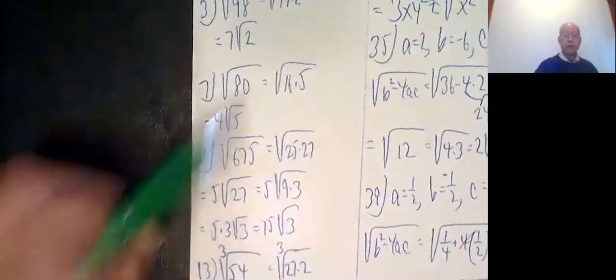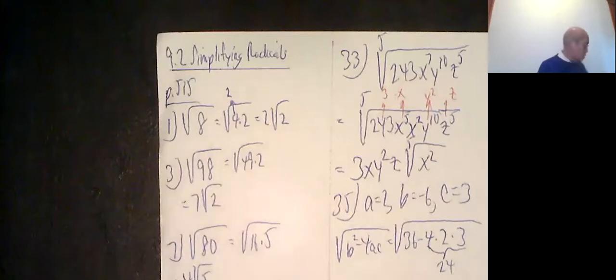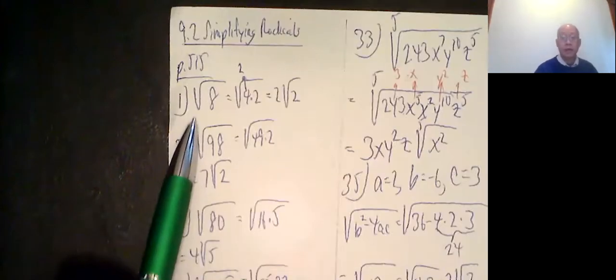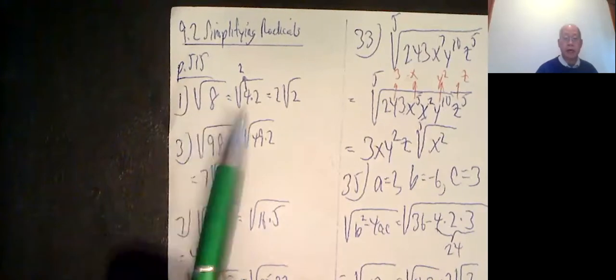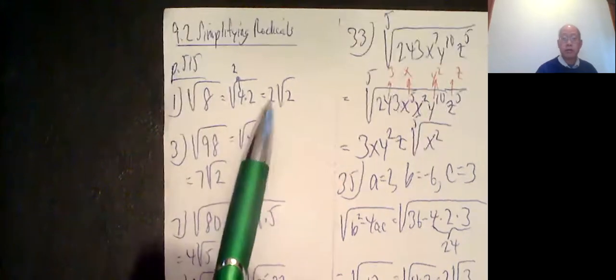All right, so we're simplifying radicals. We've actually done some of this before. Okay, so let's see what's happened here. So square root of 8, what you want to do is write it as a perfect square times something else. So 8 is 4 times 2. And then the square root of 4 comes outside as a regular 2. So 2 radical 2.